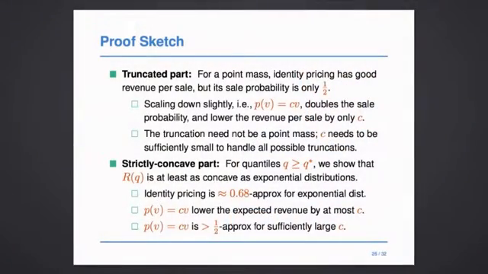Now, for the strictly concave part, we show that it's at least as concave as the exponential distribution. And for the exponential distribution, identity pricing is actually pretty good. It's like 0.68, much better than 1/2. So we can afford to lose something on that part. Again, by scaling down the sample value by a factor of c, we lower the expected revenue by at most c. So if c is sufficiently large, then for this part, our expected revenue is still much better than 1/2. So basically, we choose c to balance the analysis for these two parts, and that gives us 0.589.